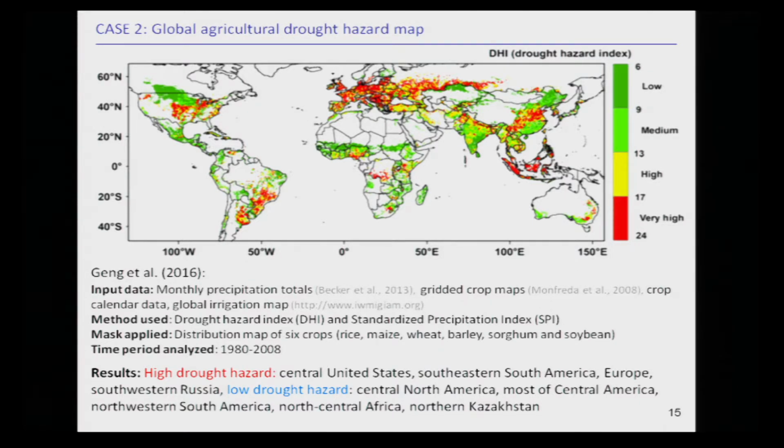So in terms of the high drought hazard of agricultural drought, the areas were found in central United States, southeast of South America, Europe, as well as across southwestern Russia, while low drought hazard areas were found in central North America, most of Central America, northwestern South America, as well as north central Africa and northern Kazakhstan.